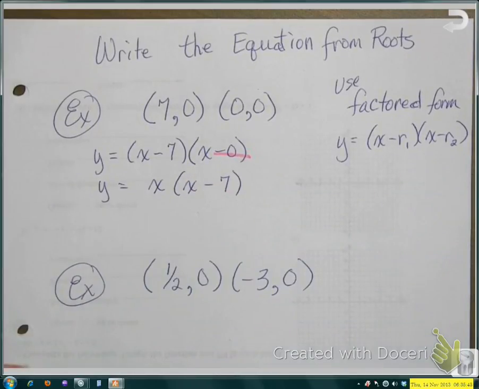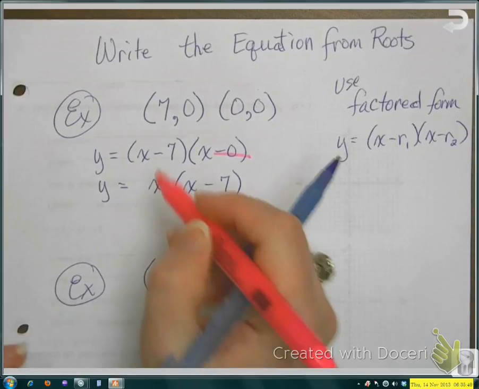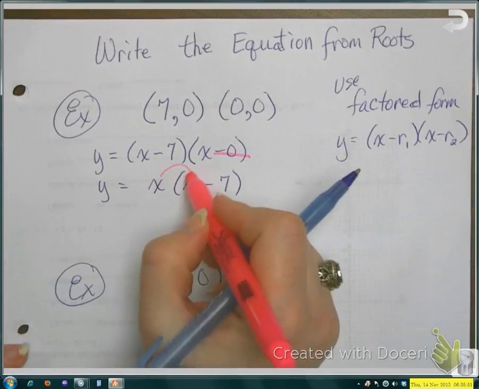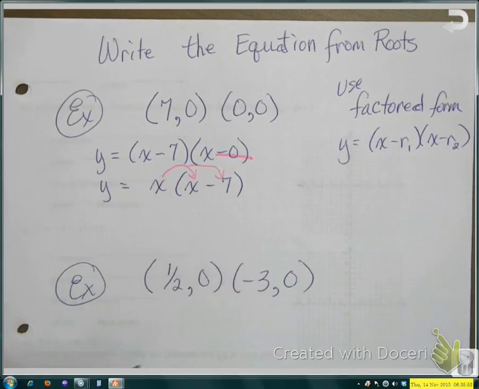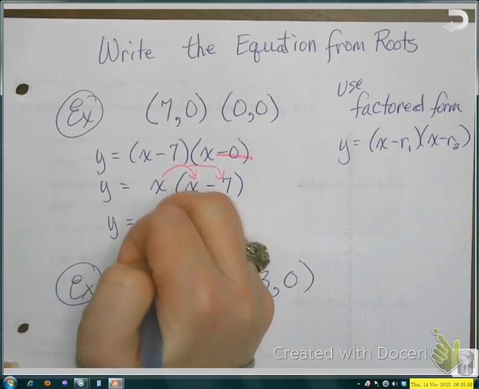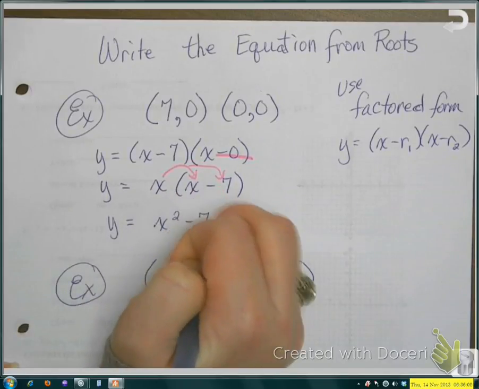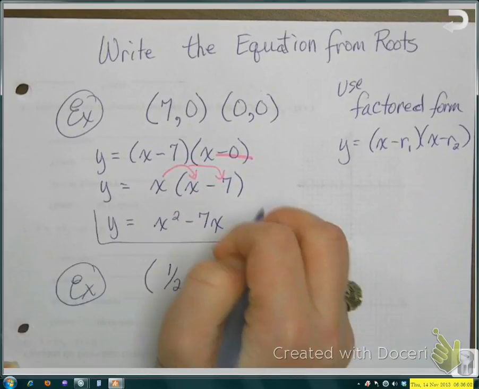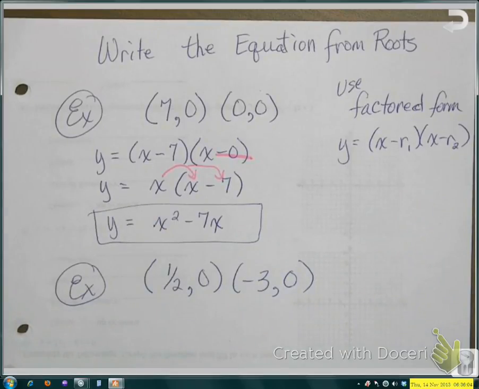Now I want to get this in standard form. This would be factored form. We're going to get it to standard form by multiplying, or distributing, that x. So the standard form of the equation would be x squared minus 7x. And that would be my answer in standard form.